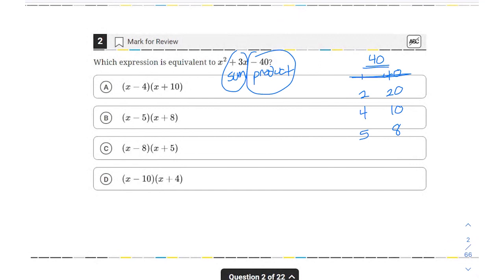How about 2 and 20? Is there any way we could add or subtract those to get 3? No dice. 4 and 10? Let's see. 10 minus 4 is 6. That's kind of close. 4 plus 10 is 14. 4 minus 10 is negative 6. Not quite. So we can't get 3. But 5 and 8 are, in fact, 3 apart. So this works out great. And now we just have to make sure we look at the signs properly. To get a positive 3, we would have to have a positive 8 and a negative 5. So our factors would be x minus 5 and x plus 8. And if we look, we see that that matches answer choice B.